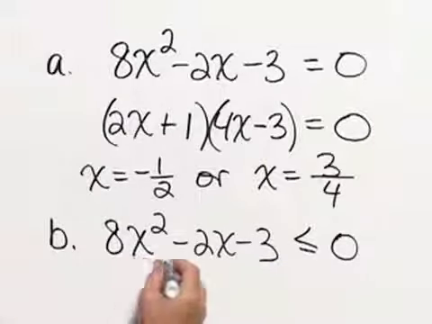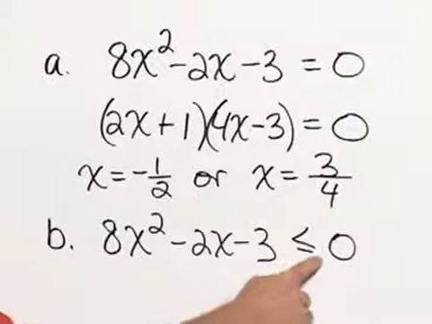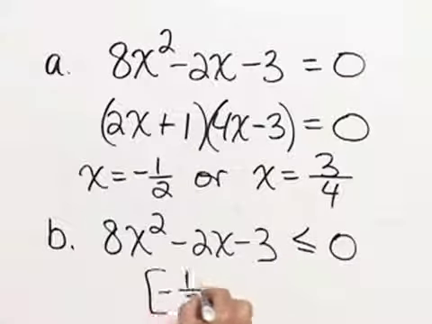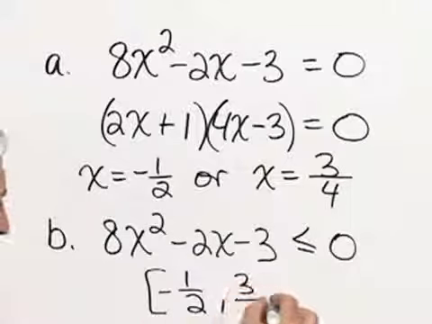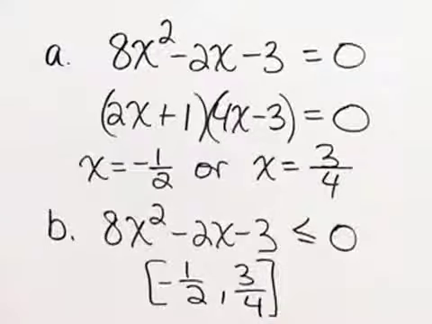So therefore the solution to this, which is where it is negative, that is where it is below the x-axis, is the interval from negative 1/2 up through and including 3/4.